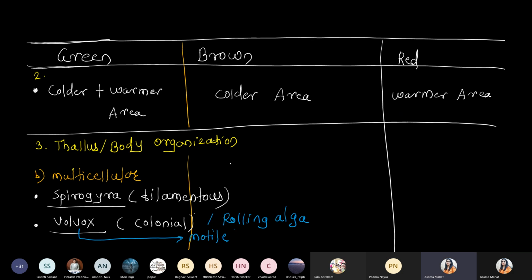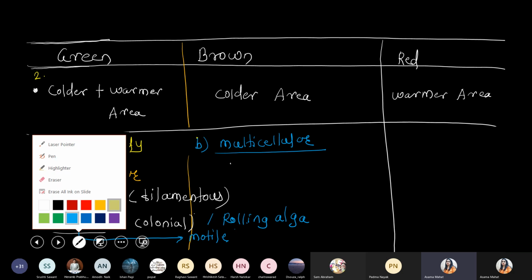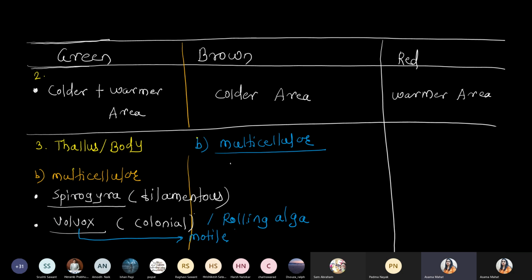Okay, very good. So now we are talking about examples for the brown algae. We are talking about thallus organization, that is small b part, and small b part is nothing but the structure of multicellular brown algae, means examples for the multicellular brown algae. So one by one we are taking the examples. First one, I just erased some part. I hope you don't have any problem.